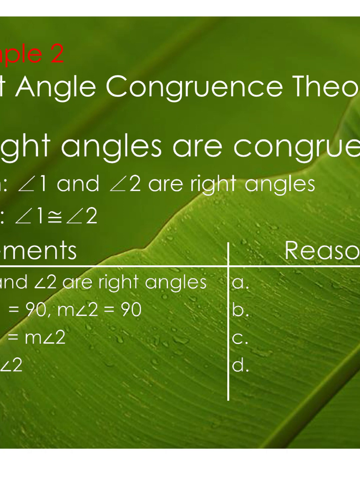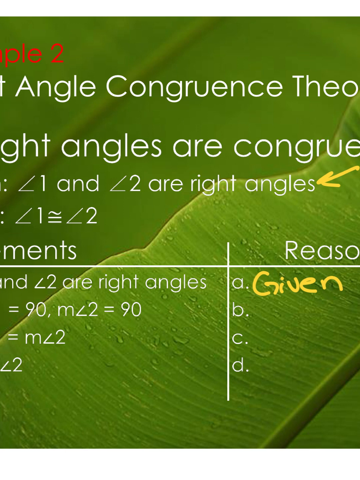All right, this is example 2, right angles congruence theorem. All right angles are congruent, so they tell us the given. Angle 1 and angle 2 are right angles, and then we're going to prove it. Angle 1 is congruent to angle 2. So they tell us the statements. Angle 1 and angle 2 are right angles. That's given.